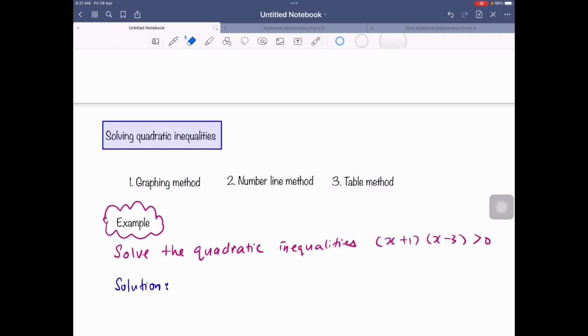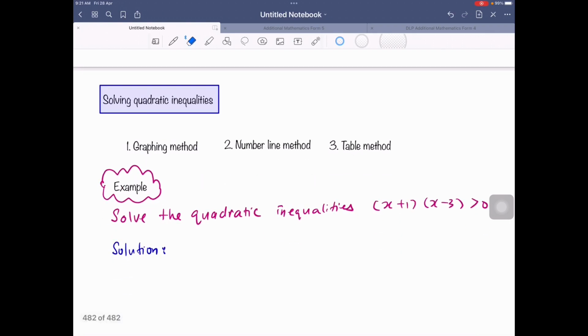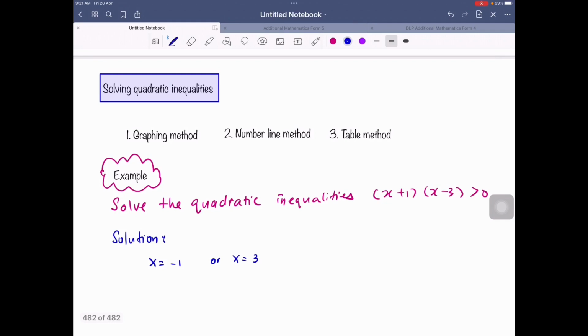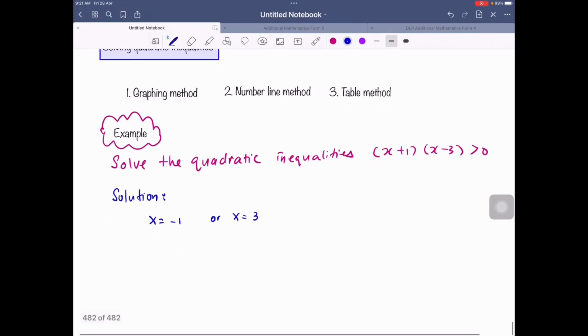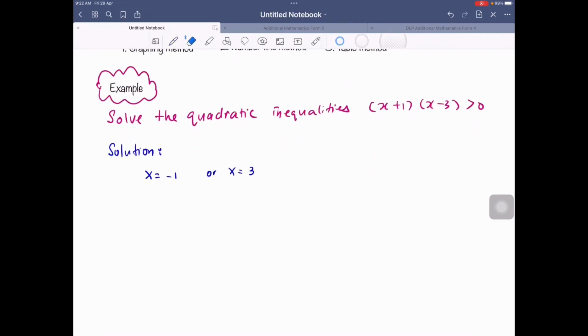Solution. Okay, so look at the quadratic inequality. We can find that the roots for the quadratic are negative 1 and 3, right? So the roots are x equals negative 1 or x equals 3. By using the graphing method, we sketch the graph. And this is a positive quadratic, which means that it will be a minimum graph. Okay, now we draw a minimum graph.